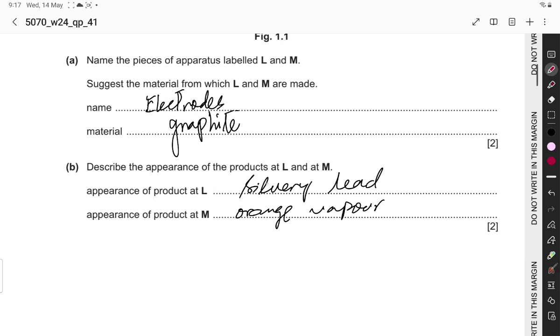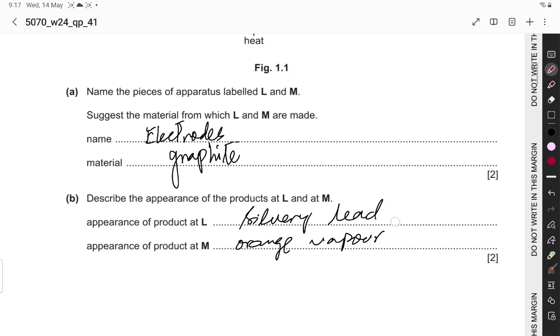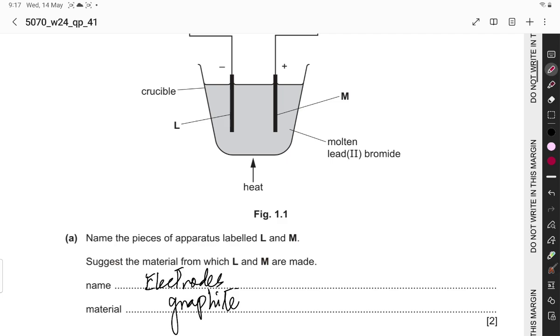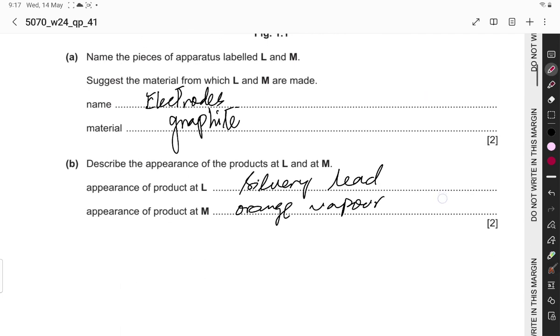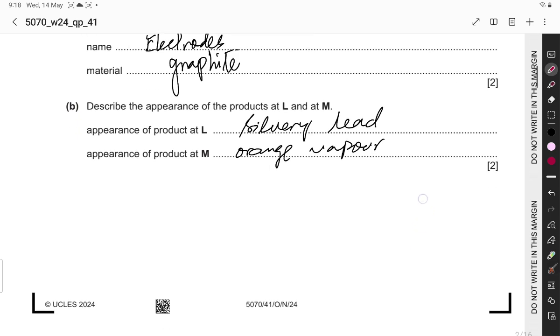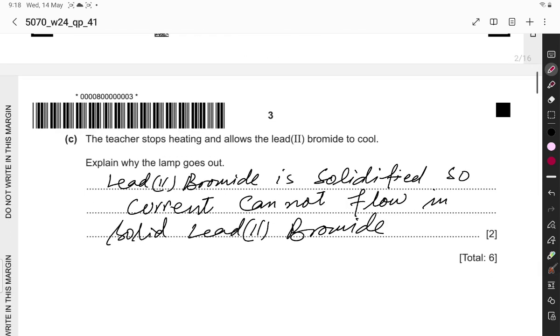Describe the appearance of the products at L and at M. L is the negative electrode, the cathode, and at the cathode silvery lead is deposited, while at the anode bromine gas, an orange-brown gas, can be seen. So the appearance of the product at L is silvery lead, and the appearance of the product at M is orange vapors of bromine.